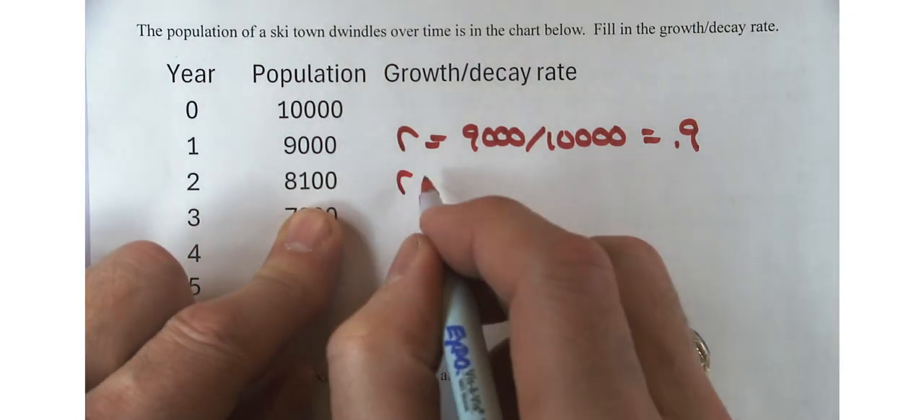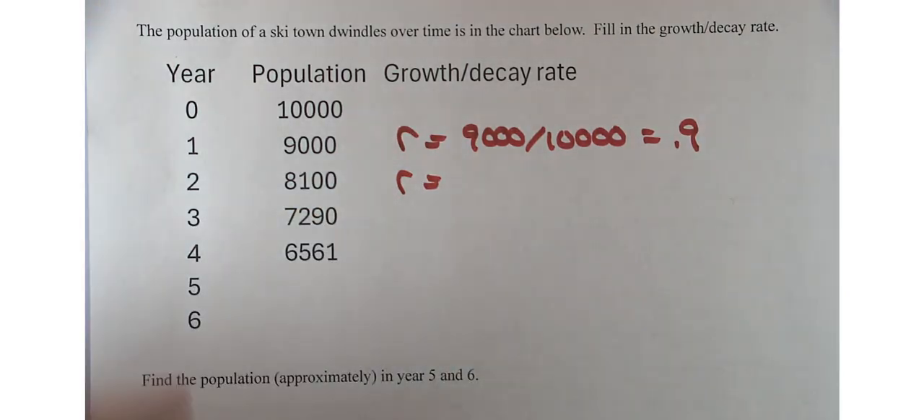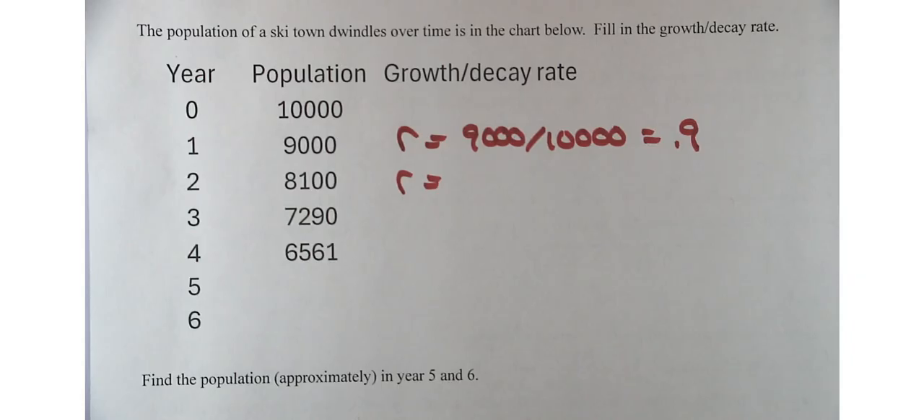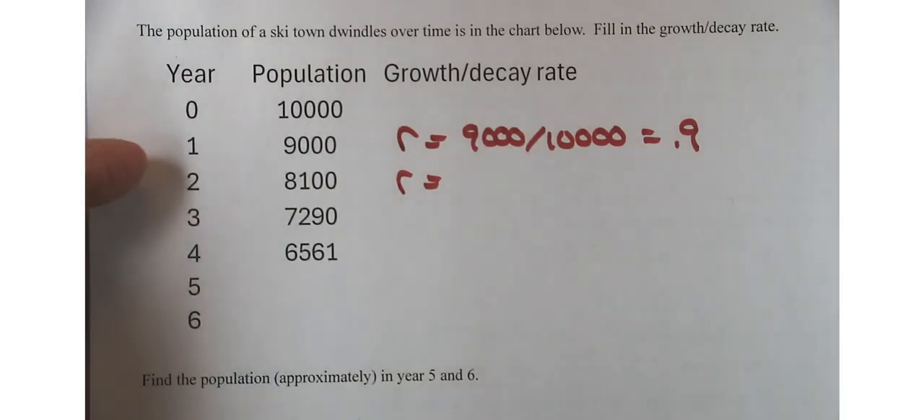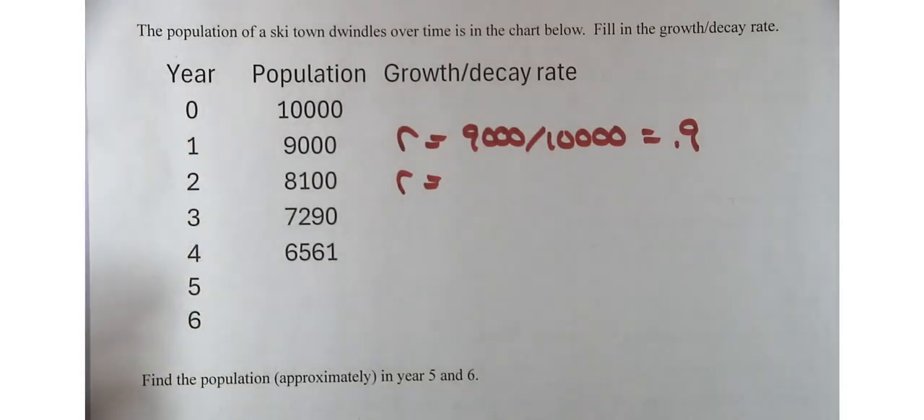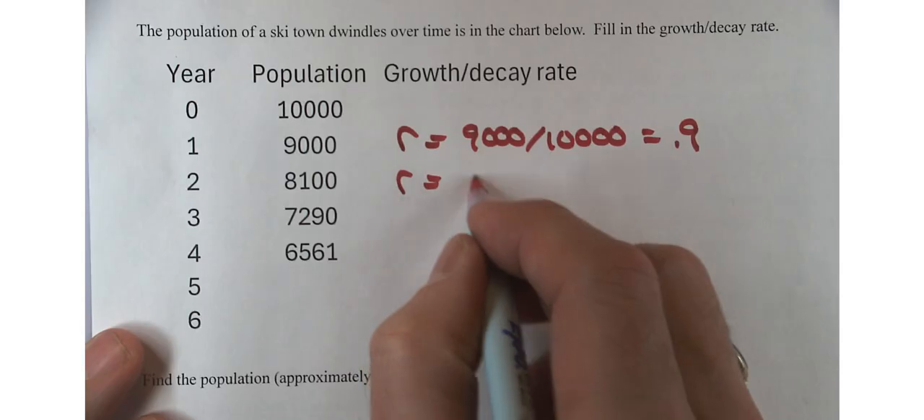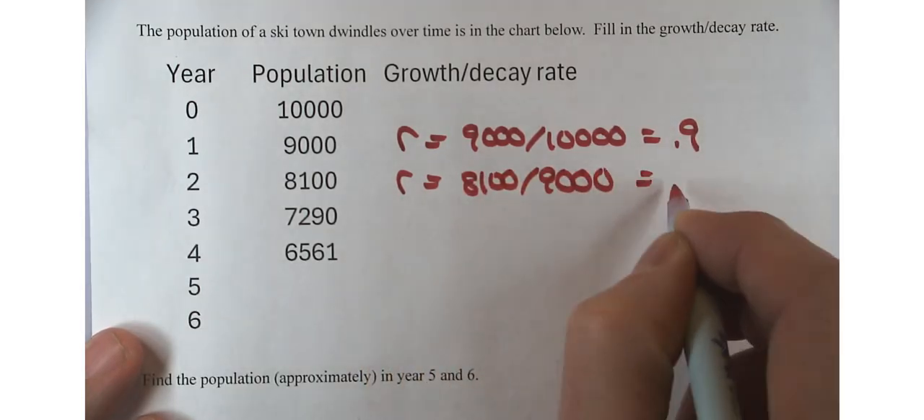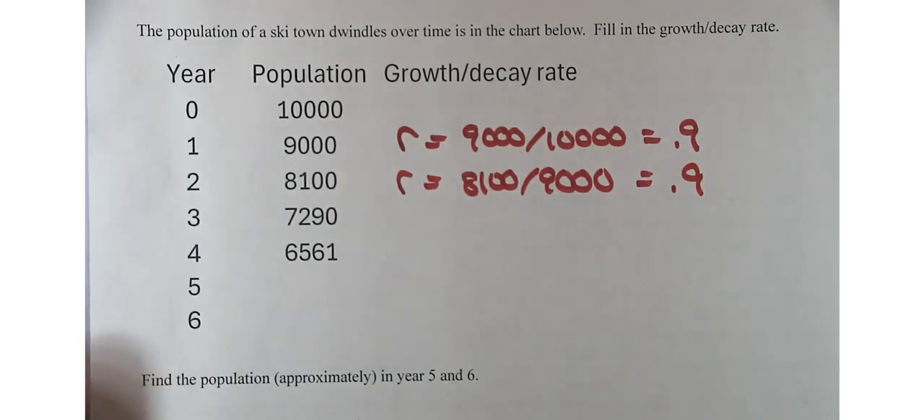We can look at the growth and decay rate for this next one. Try that one. What two numbers would I put together for that one, Brittany? Find the growth or decay rate between years 1 and 2. 8,100 divided by 9,000, and, well, we get 0.9 again. Emma, I need another one.